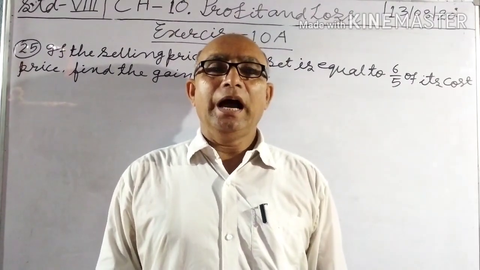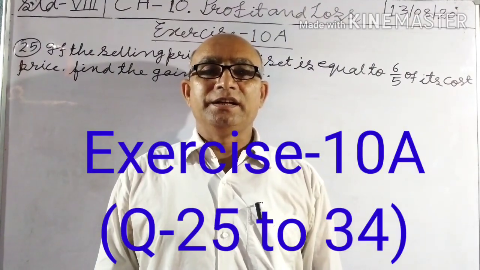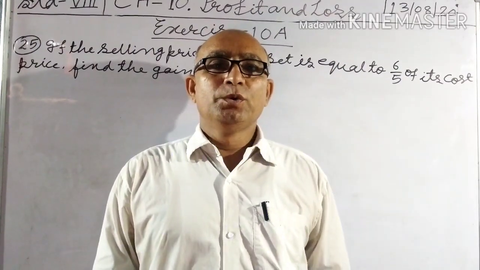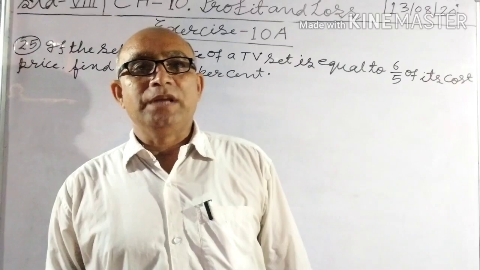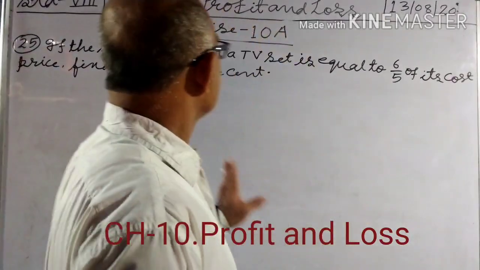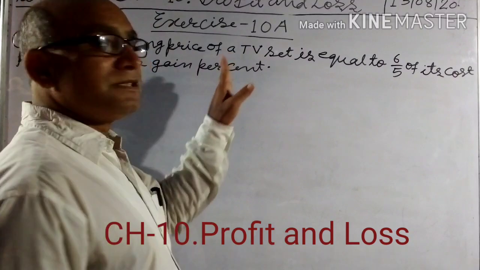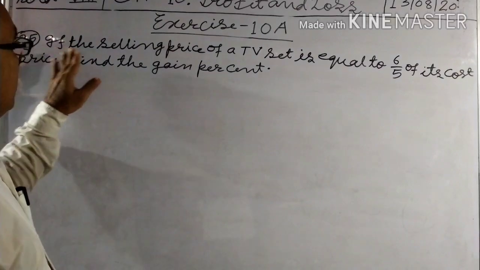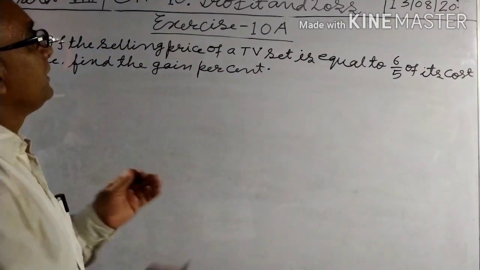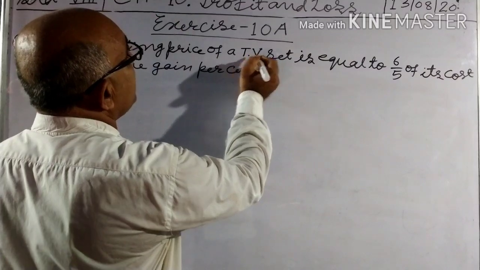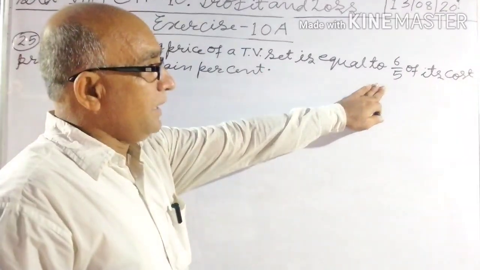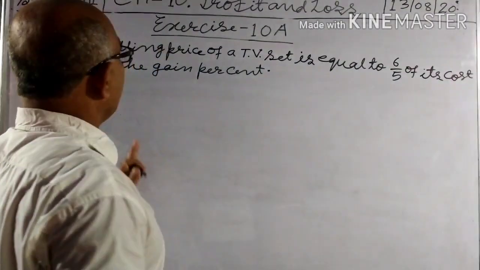Students, today I shall solve exercise 10A, question number 25 to the last, Chapter 10 Profit and Loss. Exercise 10A, question number 25. If the selling price of a TV set is equal to 6 by 5 of its cost price, find the gain percent.